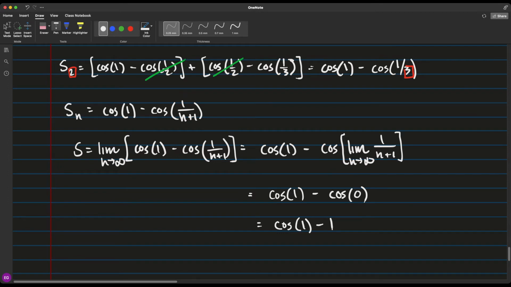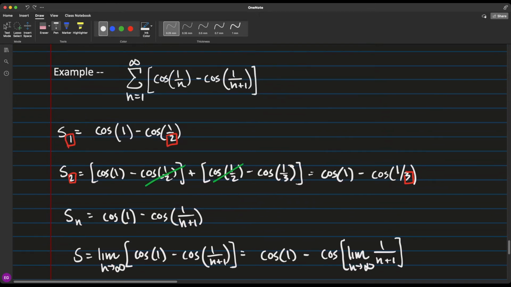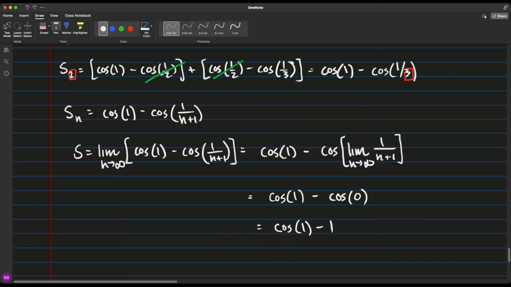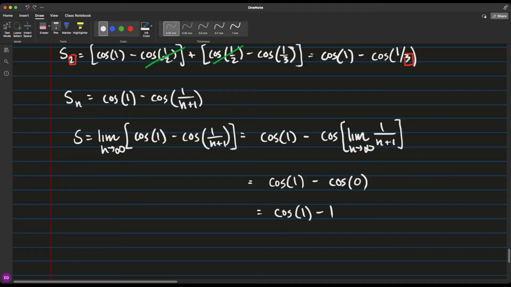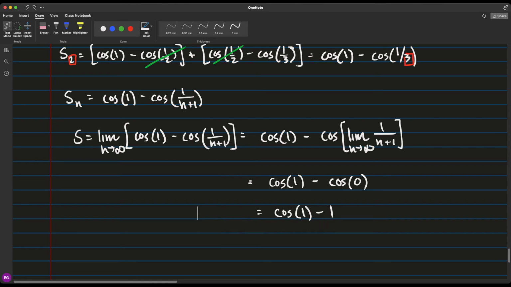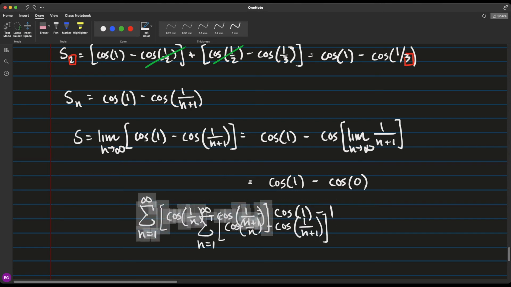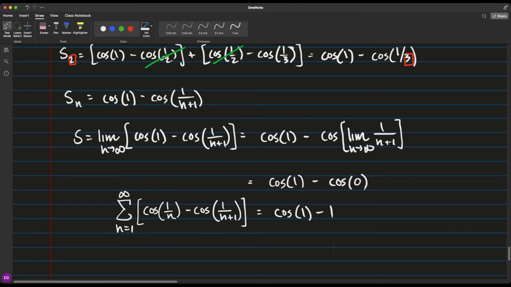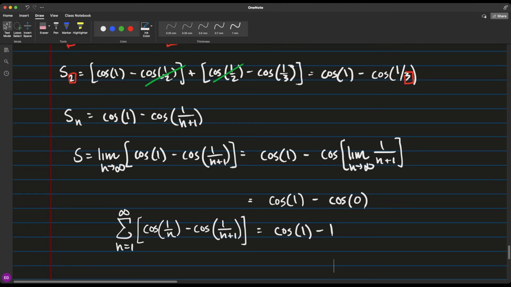And yeah, so that infinite sum, let's just copy it. Let's use the lasso. Control C. Paste it down here. This infinite sum has as its sum whatever cosine of 1 minus 1 is.